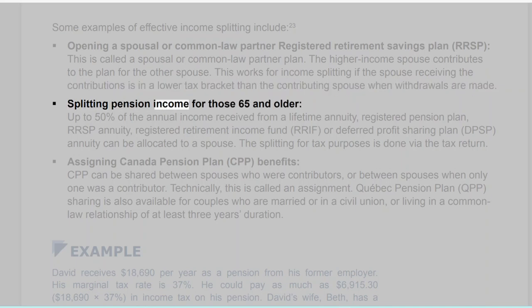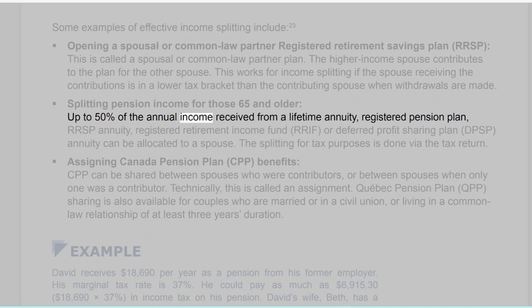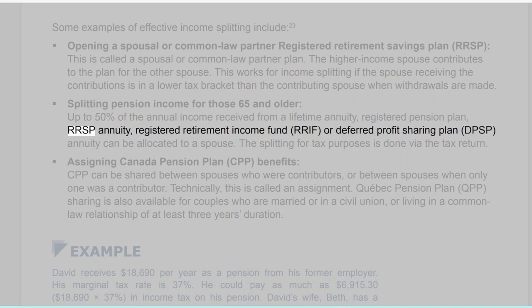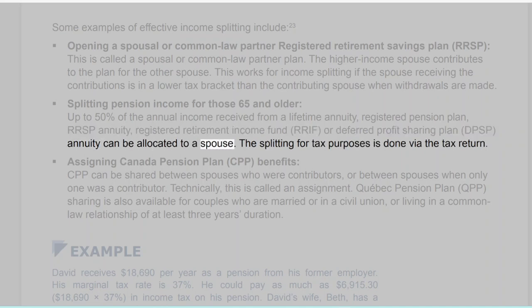Splitting pension income: for those 65 and older, up to 50% of the annual income received from a lifetime annuity, registered pension plan, RRSP annuity, registered retirement income fund, RIF, or deferred profit sharing plan, DPSP, annuity can be allocated to a spouse.